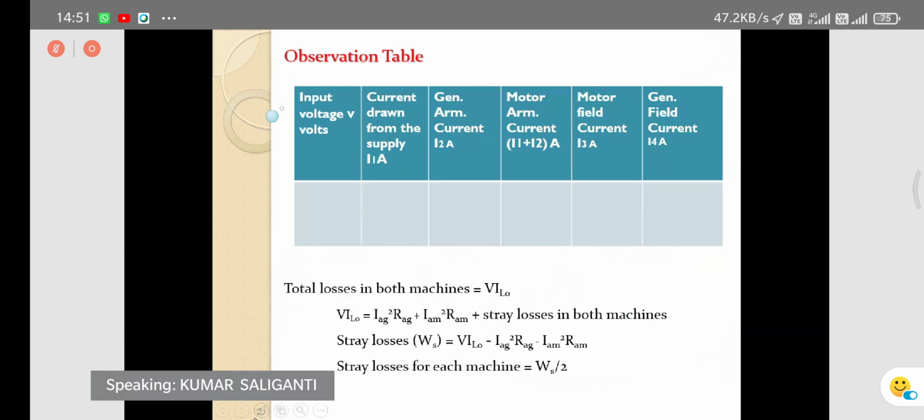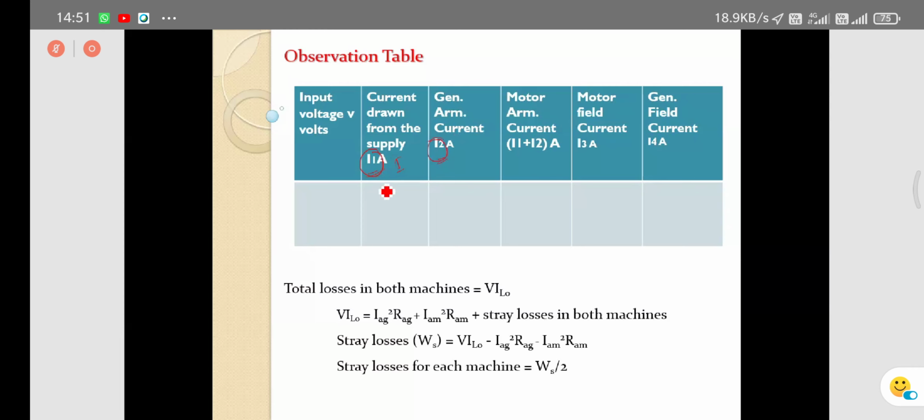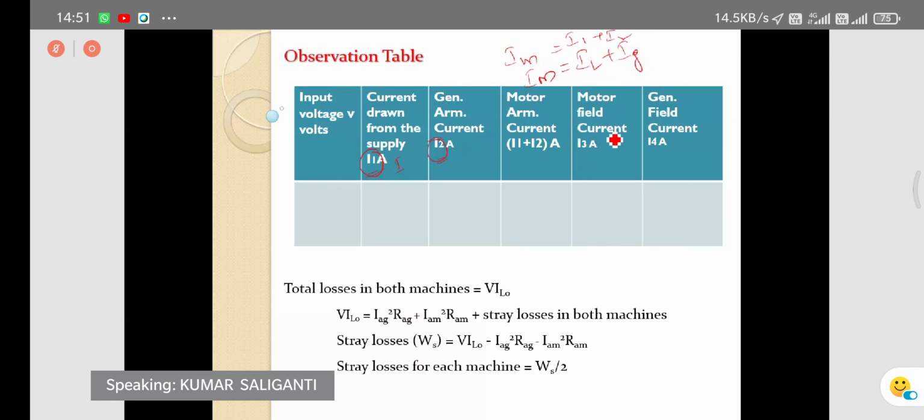The current drawn from the supply is the line current, I1, and the generator armature current is I2. The motor armature current IM is nothing but IL plus IG, otherwise I3, or I1 plus I2. The motor field current is represented by I shunt M.